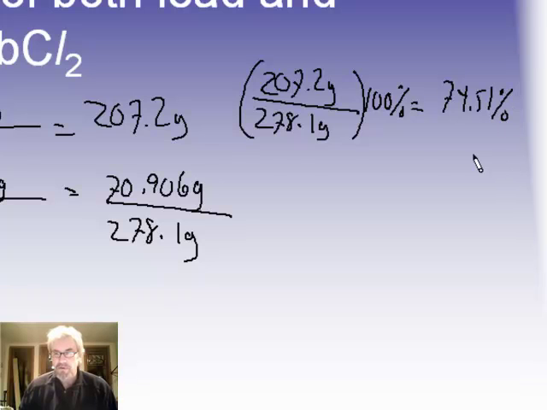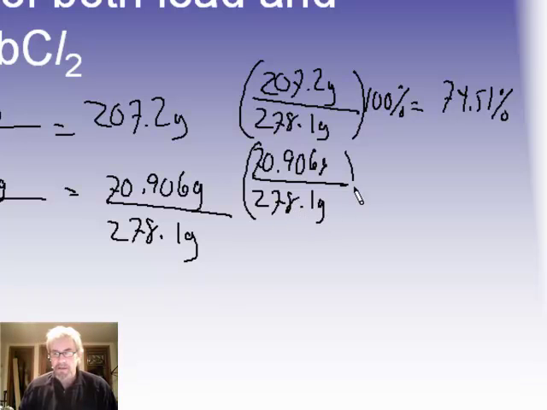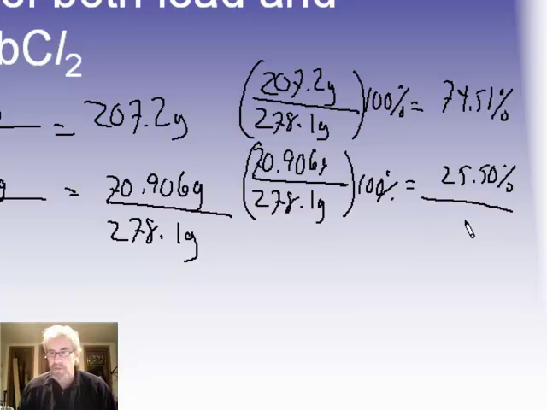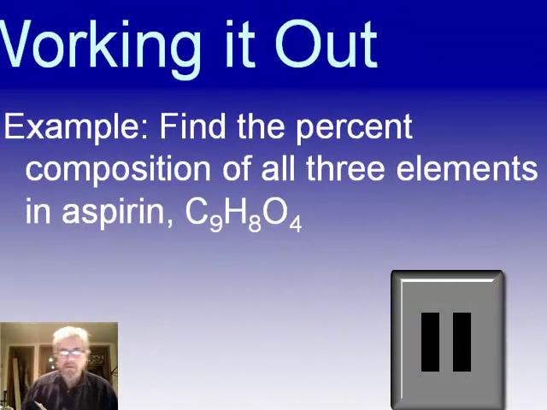I'll do the same thing for chlorine. The mass of chlorine was 70.906 grams, and I divide that by the total, 278.1 grams, and then I multiply by 100. Well, that gives me 25.50%. A quick check is you can always add these 2%, or 3%, or however many it is, together, and it should come out to about 100%. And if it doesn't, that's a good indication that something's gone wrong. You try one. Find the percent composition of all 3 elements, carbon, hydrogen, and oxygen, in aspirin, which is C9H8O4.